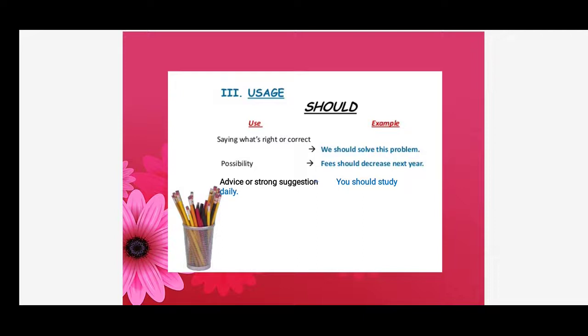We should solve this problem. Okay, so here possibility is there. Fees should decrease next year. Okay, so again possibility is there, or in fact in the first sentence you can have that sense that what you are saying, that's correct. And now last one, you should study daily. So this is an advice, a strong suggestion.